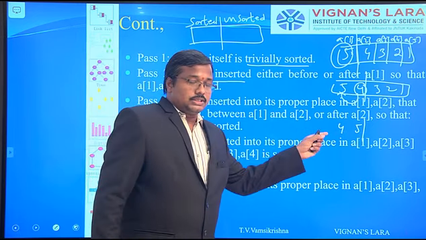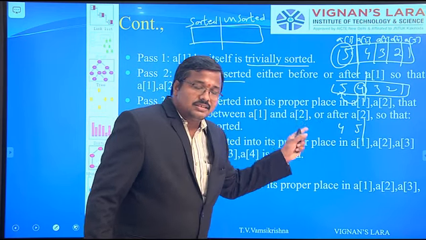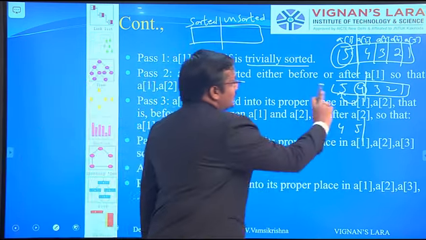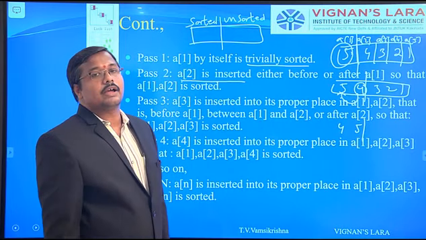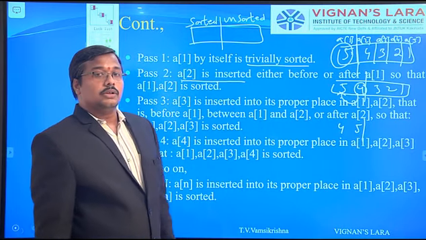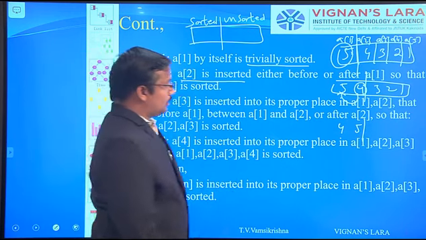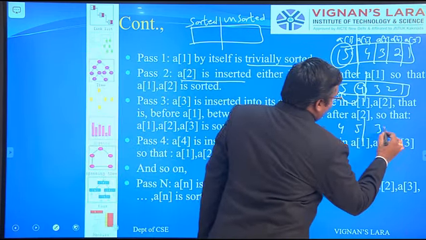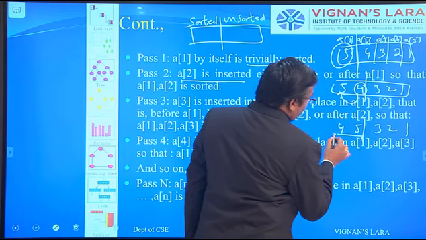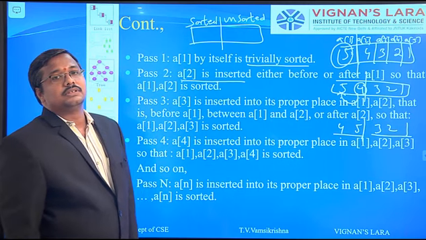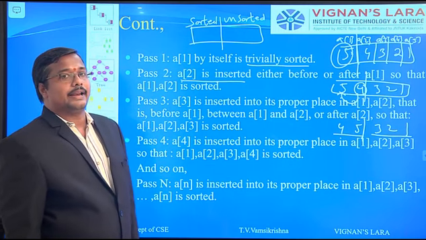Sir, is this a swapping? No, this is not a swapping. Generally, it looks like a swapping, but it is not. In the next step, you can observe clearly whether this is a swapping or not. So 4, 5, 3, 2, 1. This is the sorted array and this is the unsorted array.